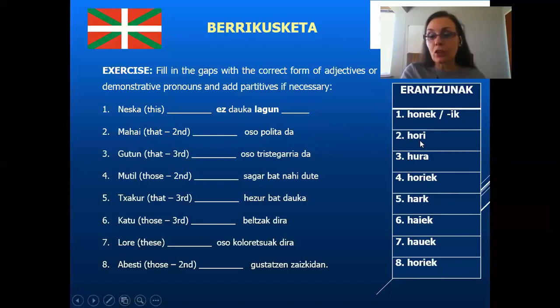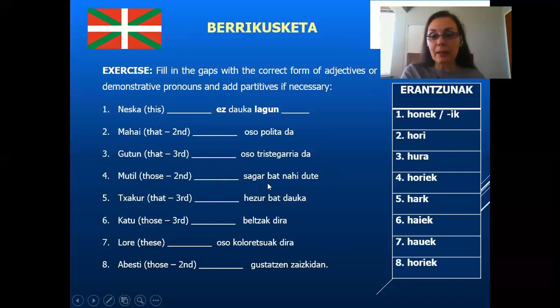Mahai hori oso polita da. Hori, second case. Nor is not a transitive verb. Da. So you start learning, put your verbs in two columns, which ones are transitive and which ones are not transitive, or intransitive, so that you start getting used to see them in one side or the other. Gutun hura oso tristegarria da. That letter is very sad. It gives me sadness. It produces sadness. Third, hura, nor. Da, we just said it, is intransitive. So it's the nor case.